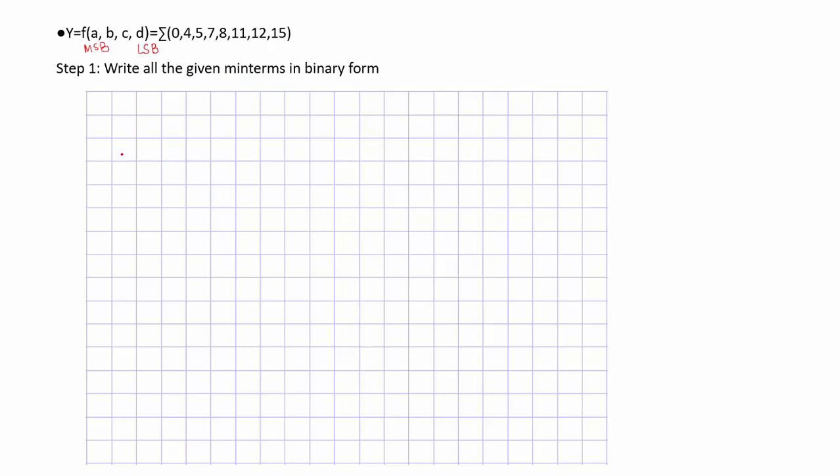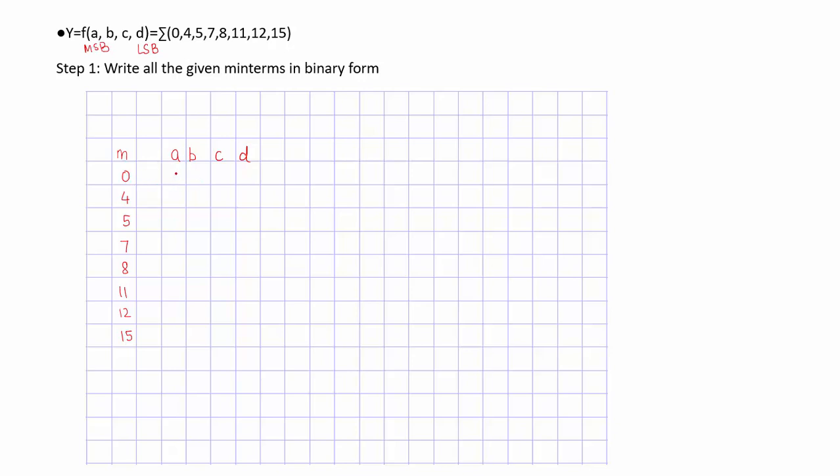So let me create two columns. M represents the min term. A, B, C, D are your input variables. So the given min terms to us are 0, 4, 5, 7, 8, 11, 12 and 15. I hope that you guys have seen the video how to convert from decimal to binary, or you know how to convert a given decimal number into a binary number.